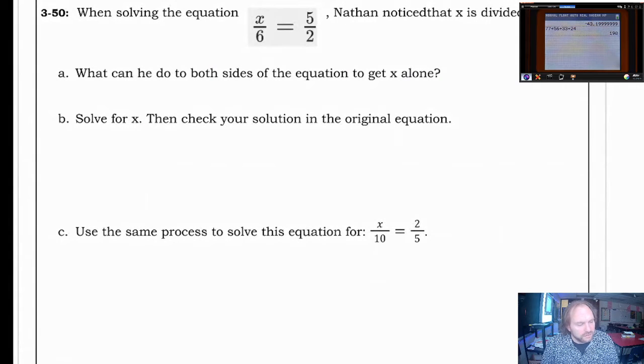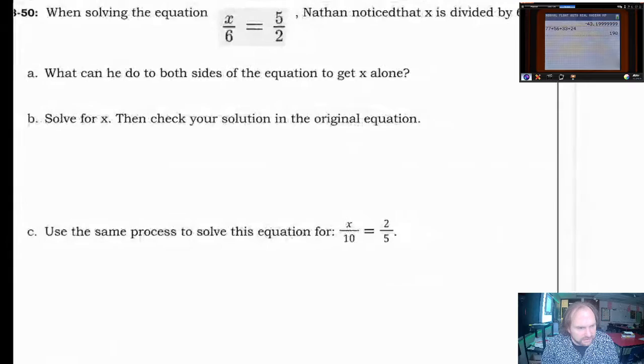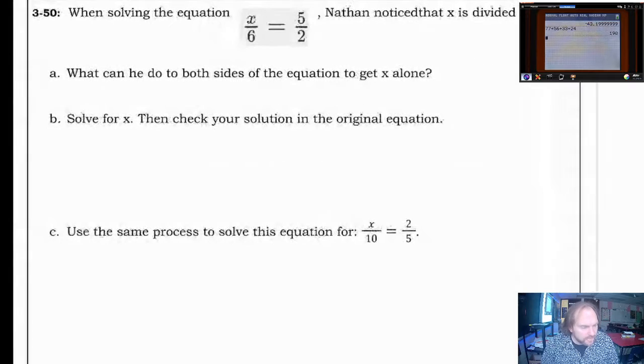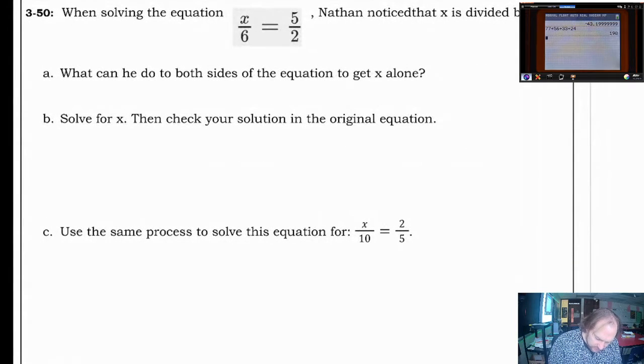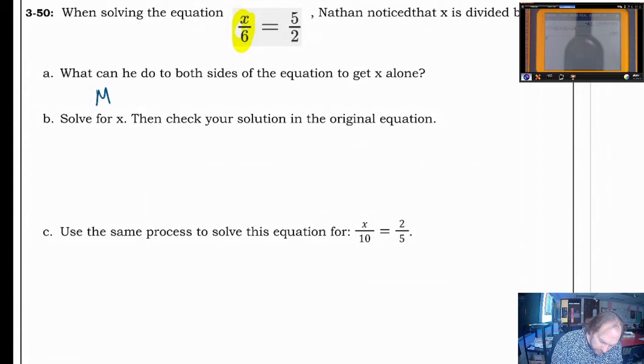350 is going to take a step back into the algebra world that we are so familiar with. When solving that equation there, Nathan noticed that x is divided by 6. So, noticing that, what can he do to both sides of the equation to get x alone? Well, he's got to do the opposite of dividing by 6, and that would be to multiply by 6. Because the opposite of dividing by 6 is to multiply by 6. So, here's how we're going to solve this problem.